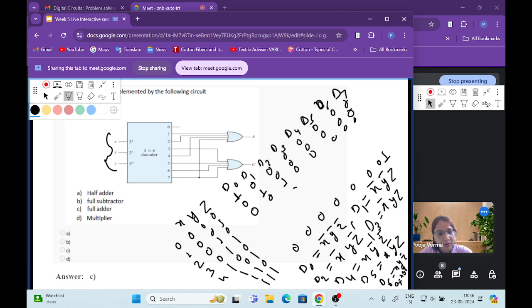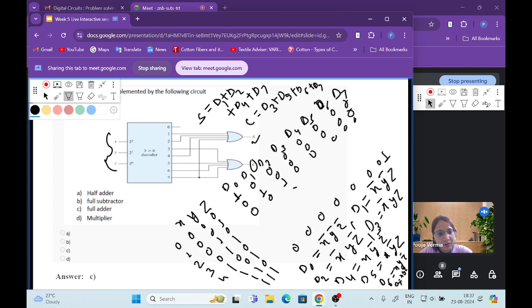Okay, now add sum. It is the OR of 1, then 2, 4, and 7, right? So I am writing D1 plus D2 plus D4 plus D7. And for the carry output, what it is adding is D3, then D5, then D6 and D7, right?